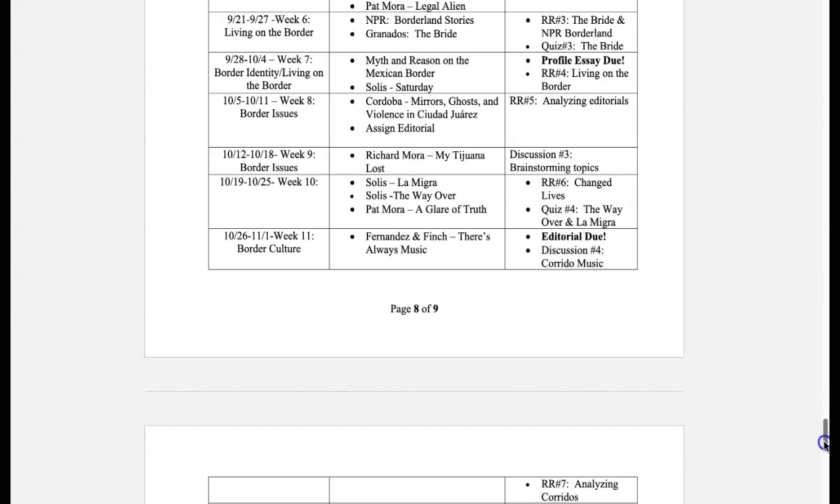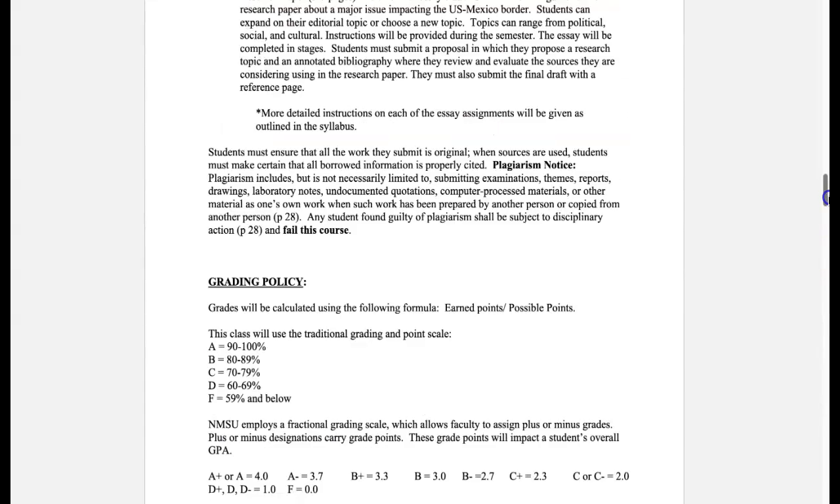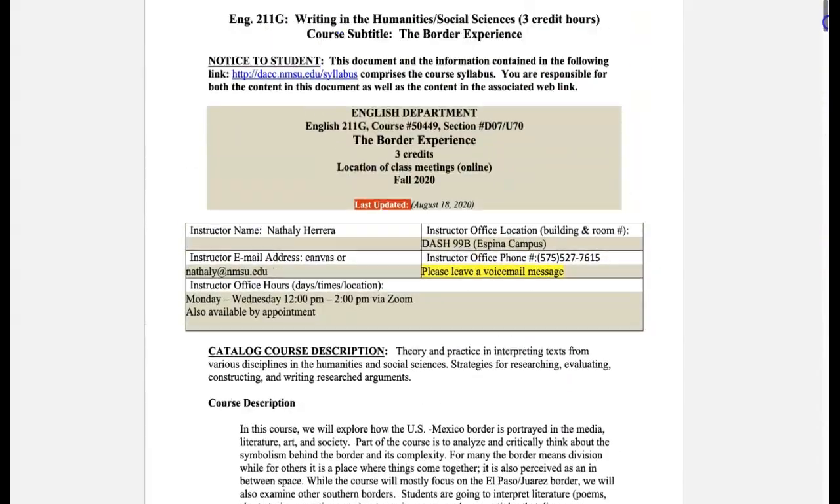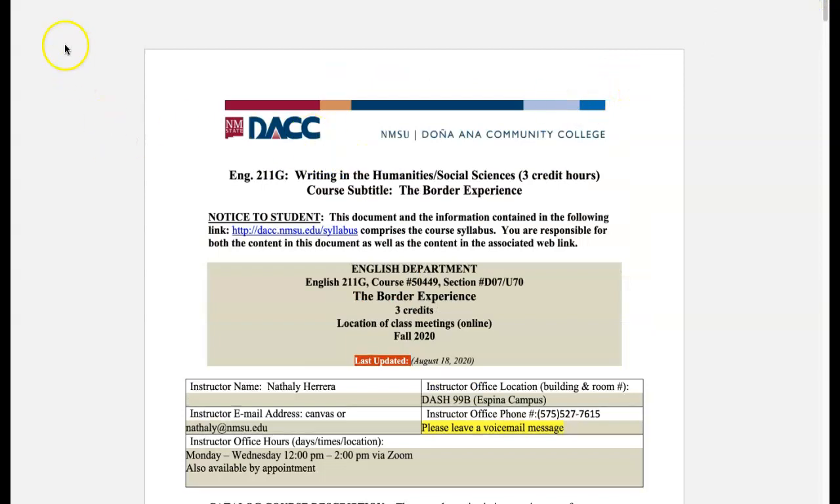So here we have the entire schedule, as you can see. If you have any questions regarding the syllabus, please let me know. Now we are going to go over the course.